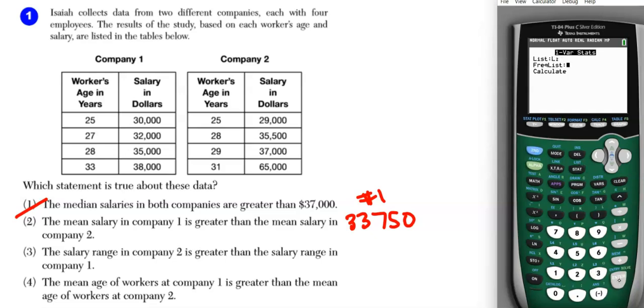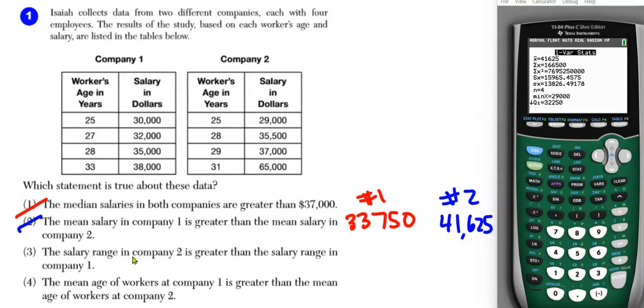Now when I calculate the 5-number summary, I will get the data for company 2. So the mean, or the X bar, for company number 2 is 41,625. So this is not true.